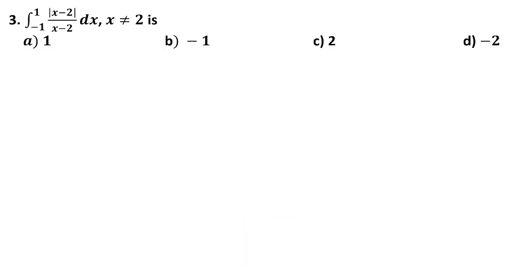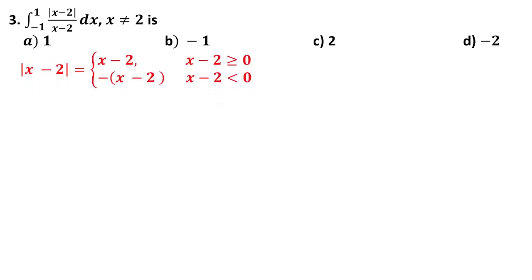Move on to question number 3. Integral minus 1 to 1 mod x minus 2 by x minus 2. Now let us try to find what is the nature of mod x minus 2. Mod x minus 2 will be x minus 2 for x minus 2 greater than 0 and minus of x minus 2 for x minus 2 less than 0. This is by property of mod x. Mod x will be x for x greater than 0 and minus x for x less than 0.